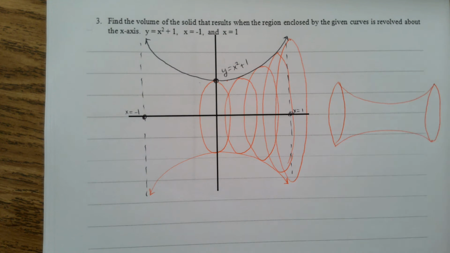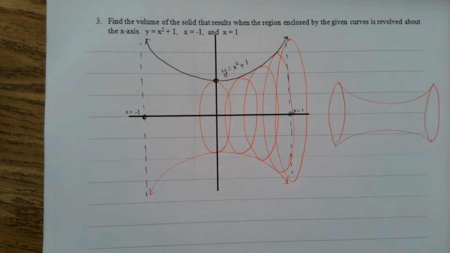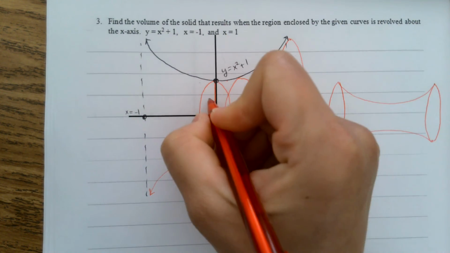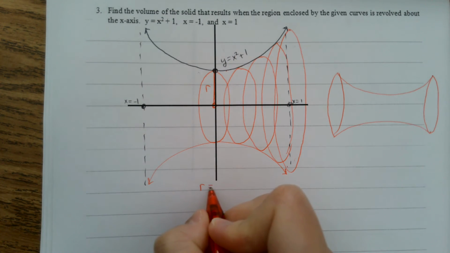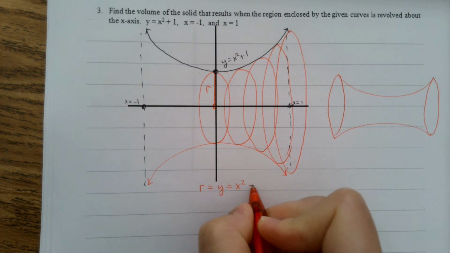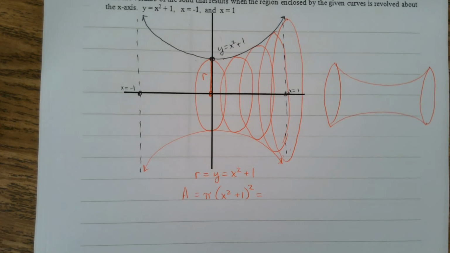But here's the deal. Each of these circles formed by rotating has a specific area, and that specific area will consistently be determined with a radius. And that radius for every single one of these circles is going to be determined by y equals x squared plus 1. So each area will be pi r squared.